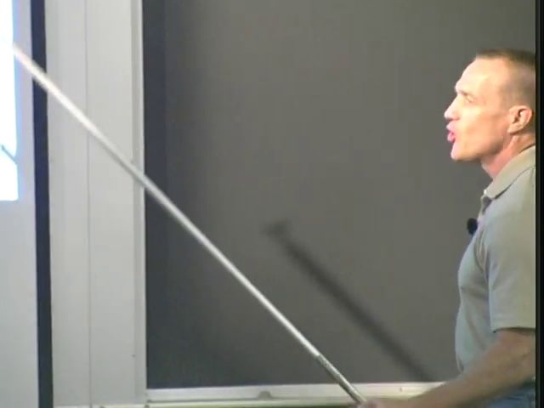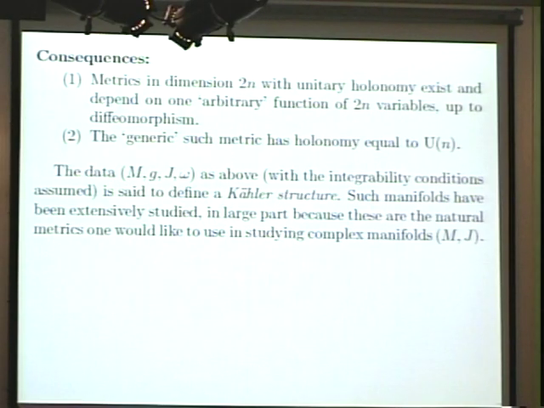Now, I've been avoiding the classical name of this long enough. I should admit what it is. These metrics with unitary holonomy are said to be Kähler metrics. Technically, to be completely unambiguous, you need to specify the metric and J in order to say that you have a Kähler metric. But of course, specifying G and J tells you omega, so I'll just put all the data together and say that all this data with the integrability conditions assumed defines a Kähler structure.